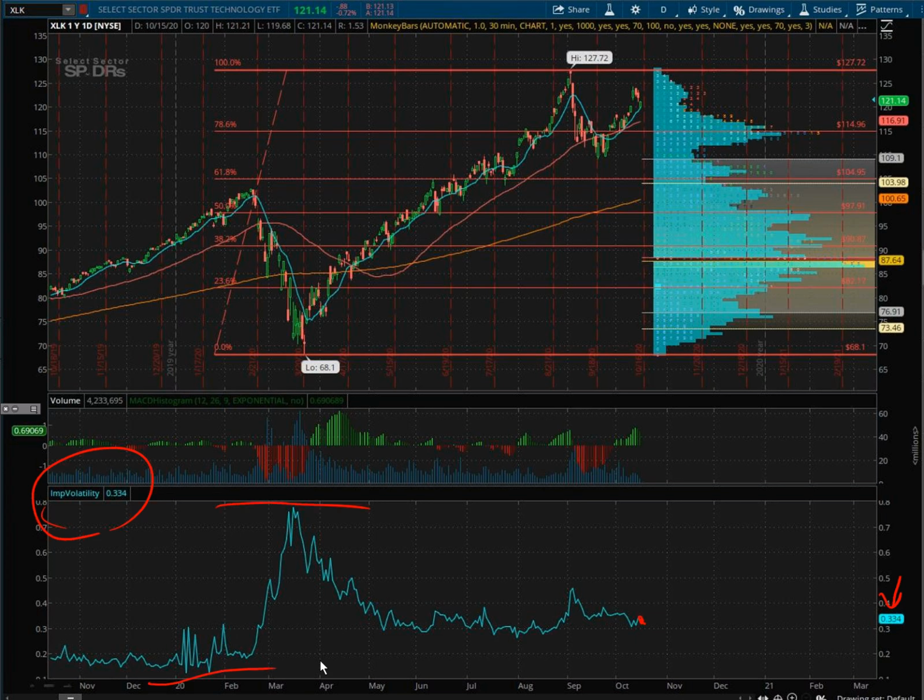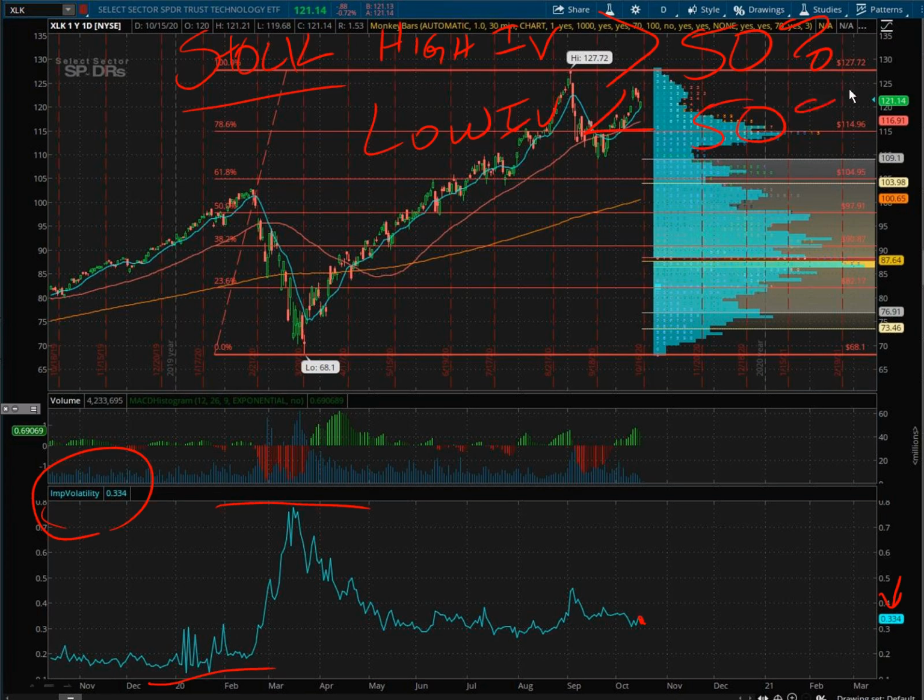That's going to be key to this. And one other thing that's key to this is, on a stock, I say high IV is greater than 50% when we do this equation thing for a stock, and low is less. Low IV is less than 50%. Okay. All right.